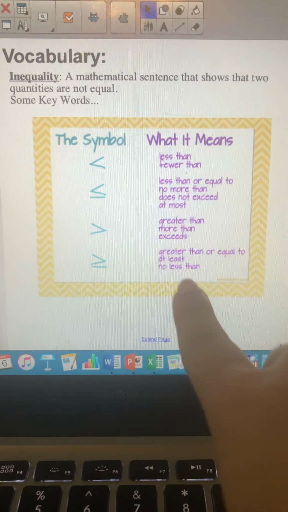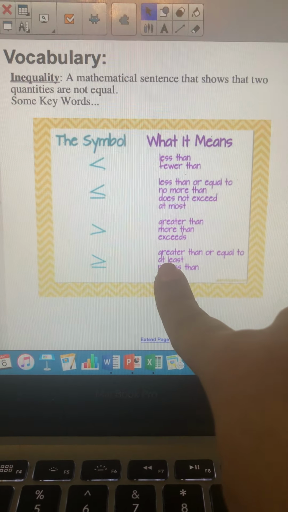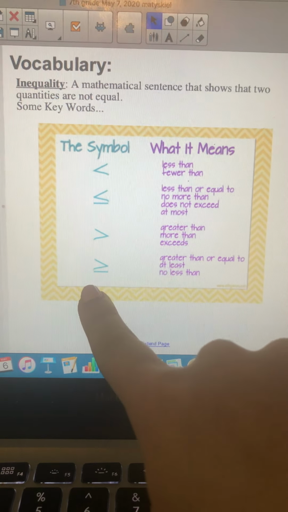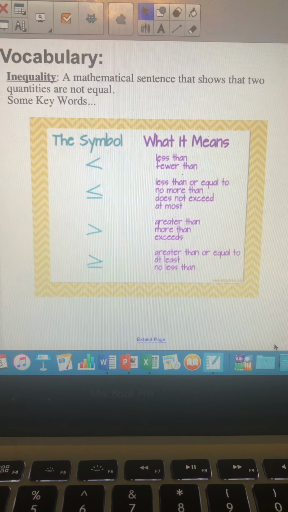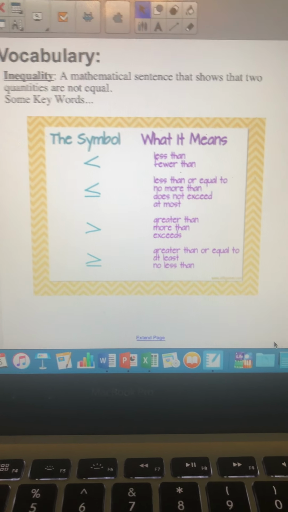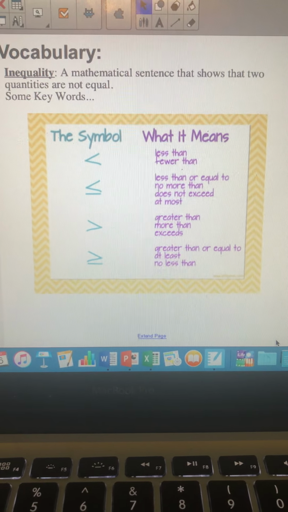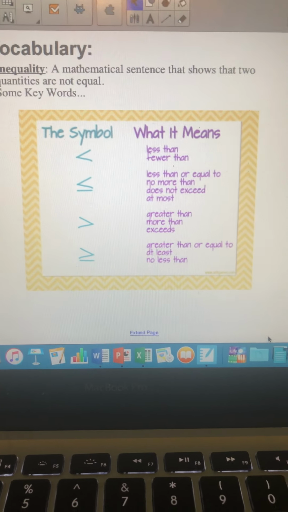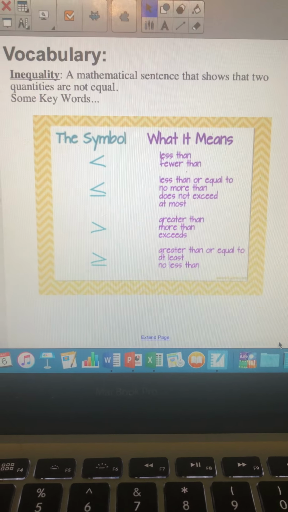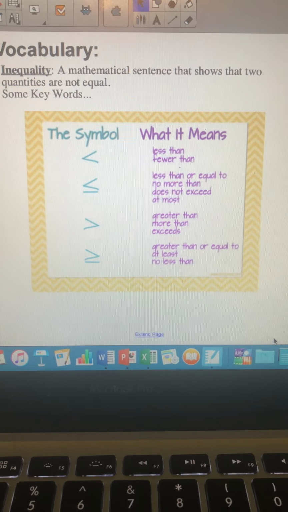And then its opposite, at least, sounds like it might be less than, but it's actually greater than or equal to, where if you think of like voting, you have to be at least 18 years old to vote, I believe it is. So that means you have to be 18 or greater. You can't vote when you are younger than that.